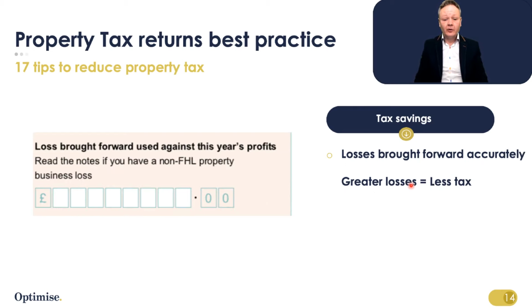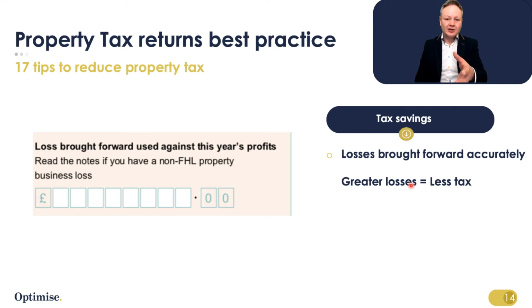And losses brought forward. Again, this just says FHL, but this really does apply for property income generally as well. So if you have got losses in a prior year, make sure you do the brought forward balances. Again, the HMRC software for tax returns may not do this for you. In fact, it's pretty manual. So you have to enter it. And people do forget to put in their losses from previous years.